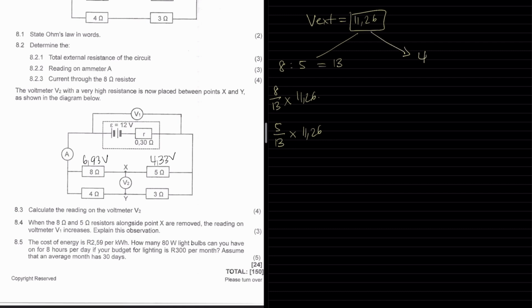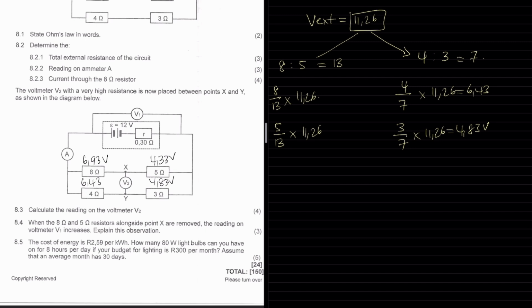Now we repeat the process here. We're going to have the 4 ohm and the 3 ohm. Total parts 7. So 4 over 7 times 11.26, that is 6.43. So this will be 6.43. And then 3 over 7 times 11.26, which will be 4.83. And this will be 4.83.